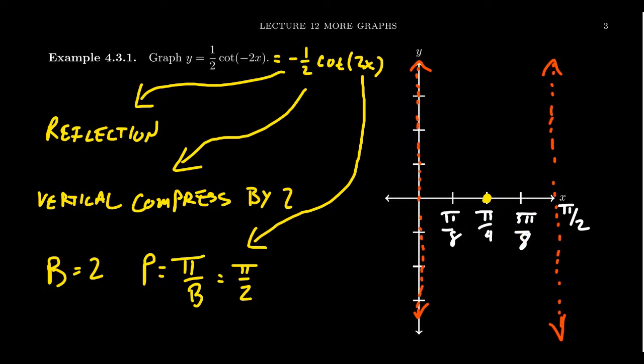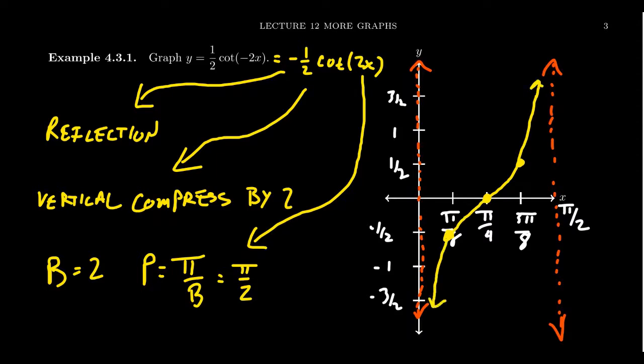If these values here are listed as increments of 1/2, 1/2, 1, 3/2, so we get negative 1/2, negative 1, negative 3/2, like so, then we see that the point that's normally at pi fourths, 1, will then have its x coordinate be pi eighths and its y coordinate will be 1, but it's actually negative 1. So we get a point right here. And then this one's going to have a y coordinate of 1 right here. And so connecting together these points, fitting between the vertical asymptotes in the usual tangential way, we then get the graph of y equals 1/2 cotangent of negative 2x.